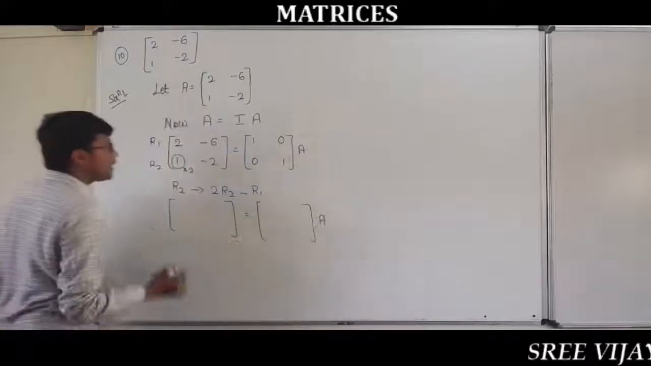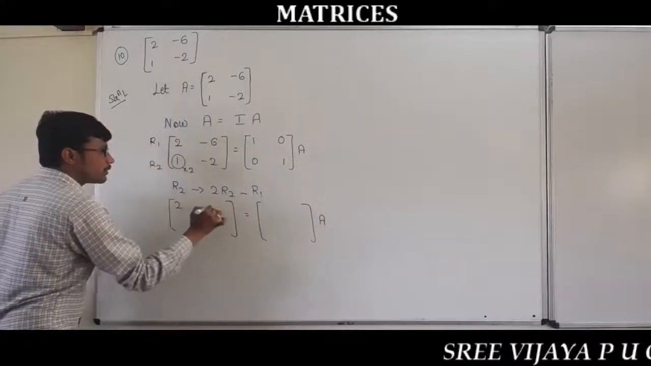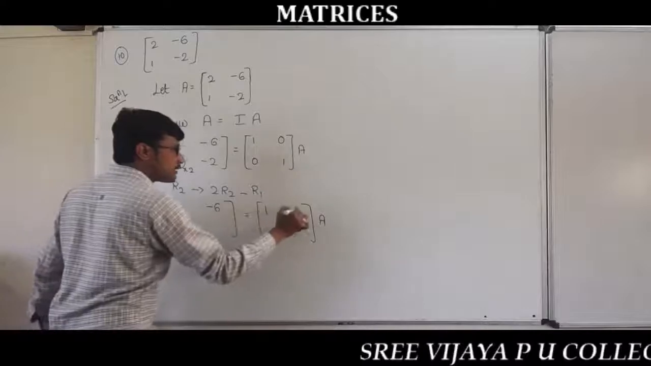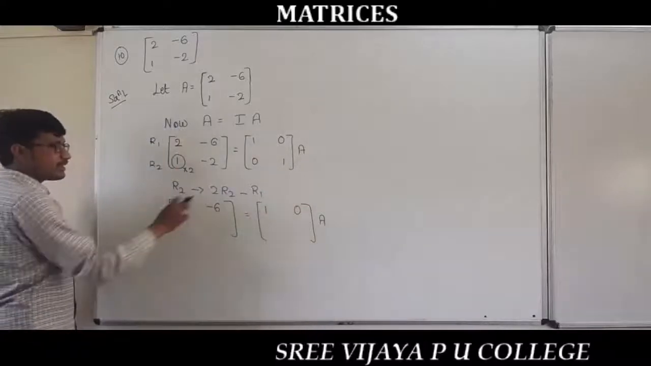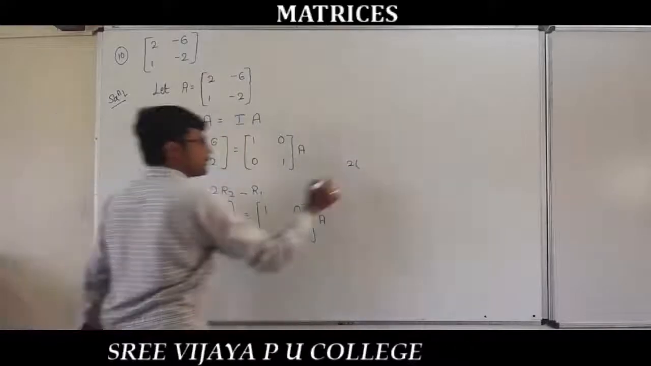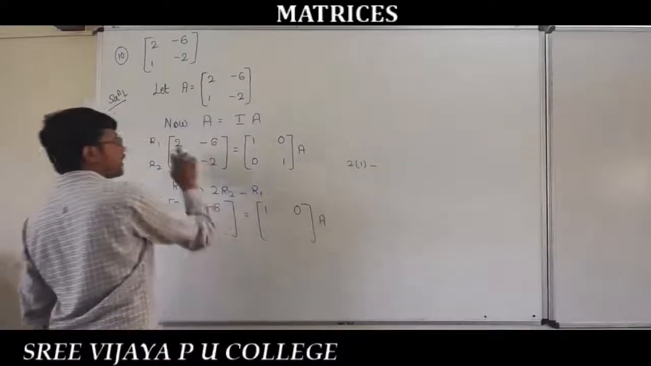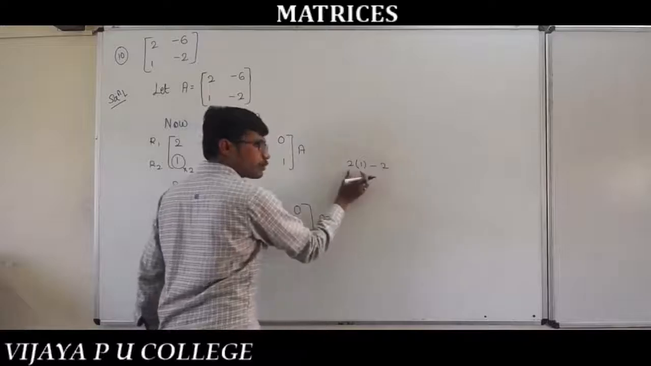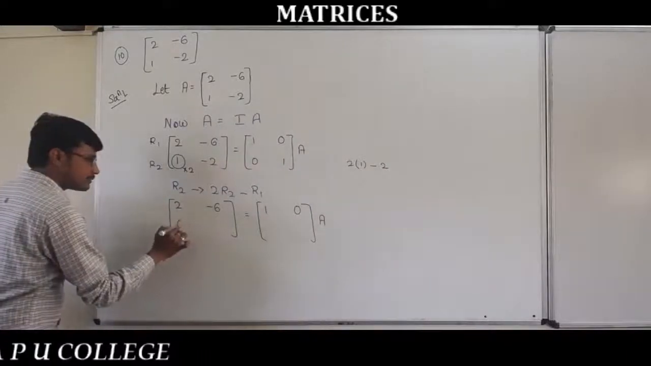So write R1. R1 is 2, minus 6, 1, 0. R2 can be changed, right? R2 changes to R2 minus 2 times R1. R2 is 1 minus R1 is 2, 2 into 1 is 2. 2 minus 2 is 0.